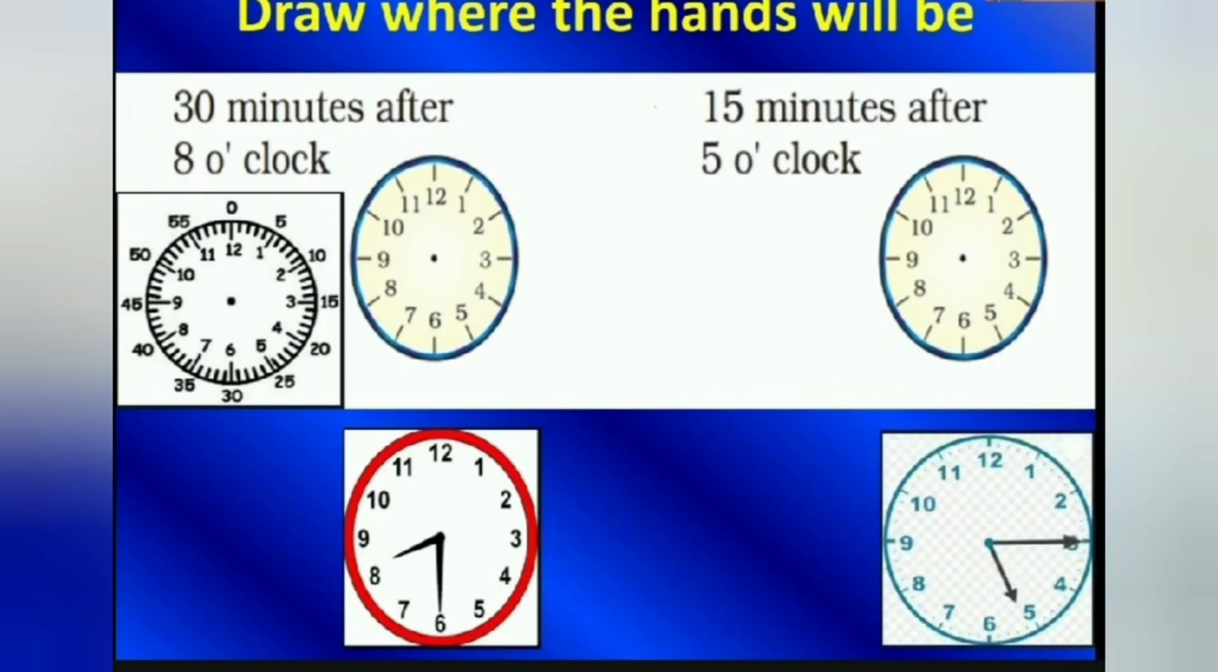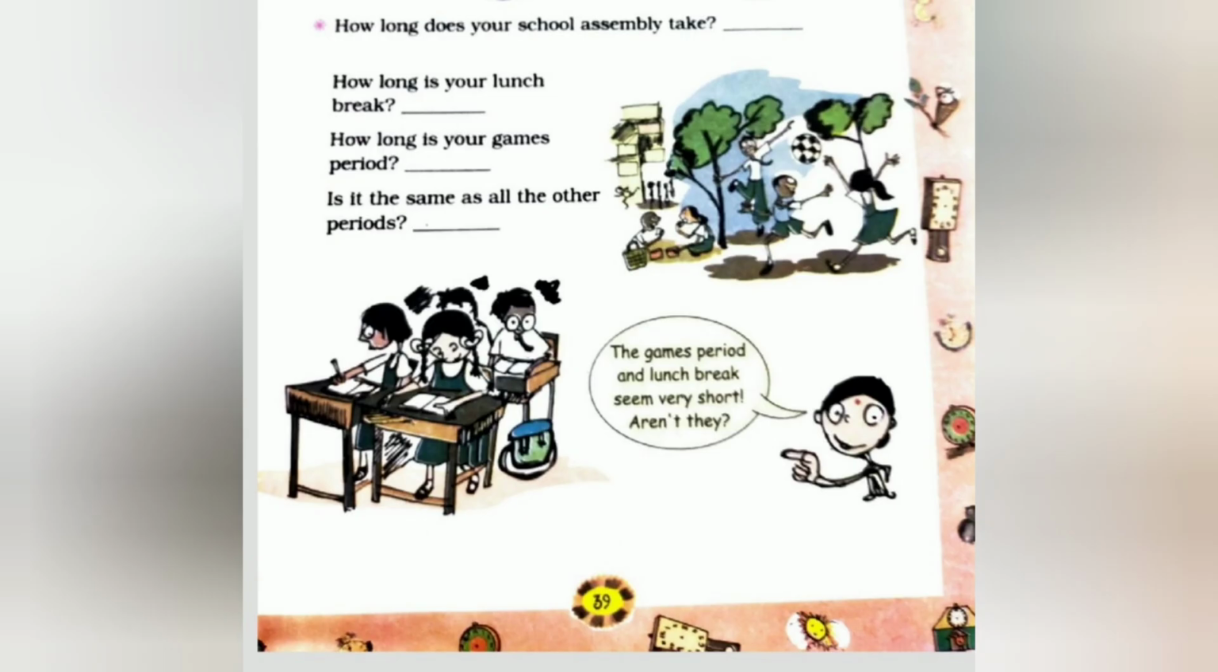Just see carefully and draw carefully. In exercise B, 30 minutes after 8 o'clock. That means our hour hand will be between 8 and 9 and the minute hand will be on 6. So it will be 8:30. Now exercise D, 15 minutes after 5 o'clock. That means our hour hand will be on 5 and the minute hand will be on 3. So it will be 5:15. Draw it as shown in the picture. Draw it carefully.